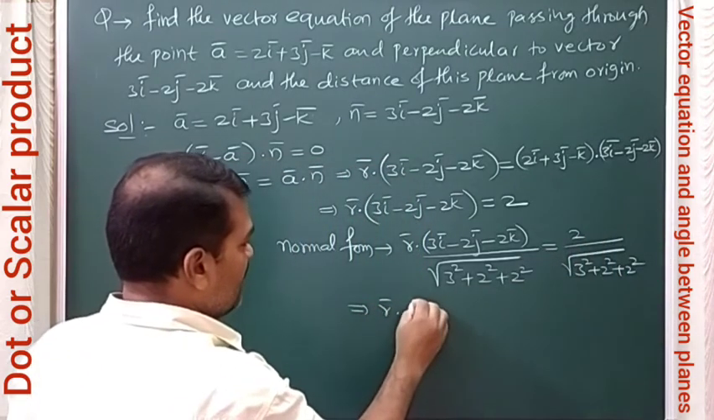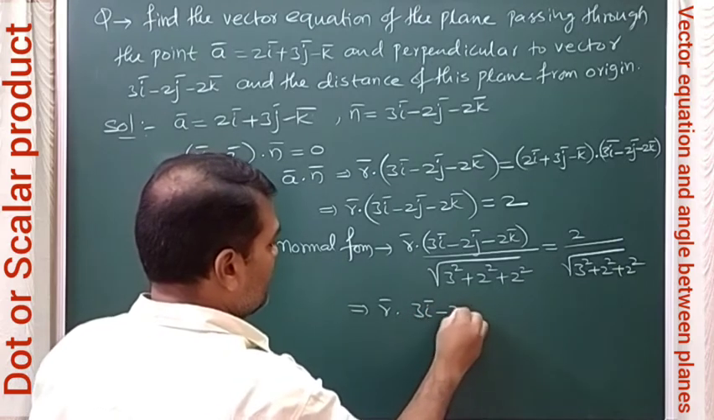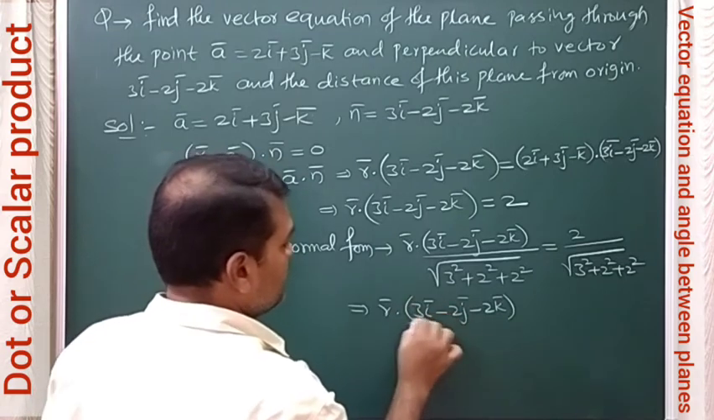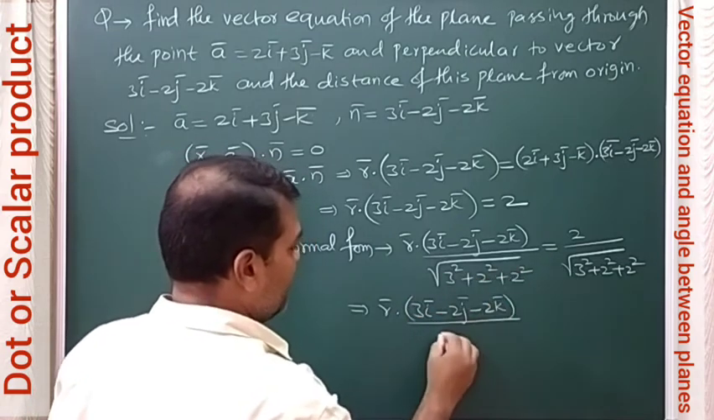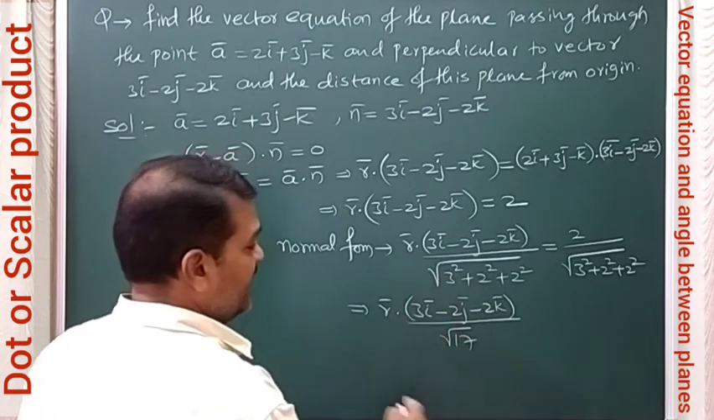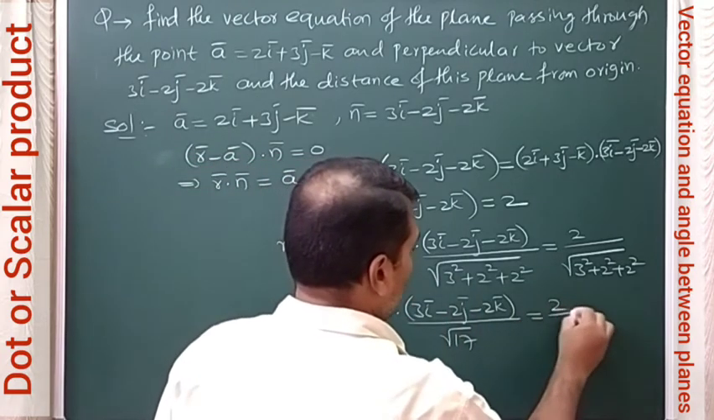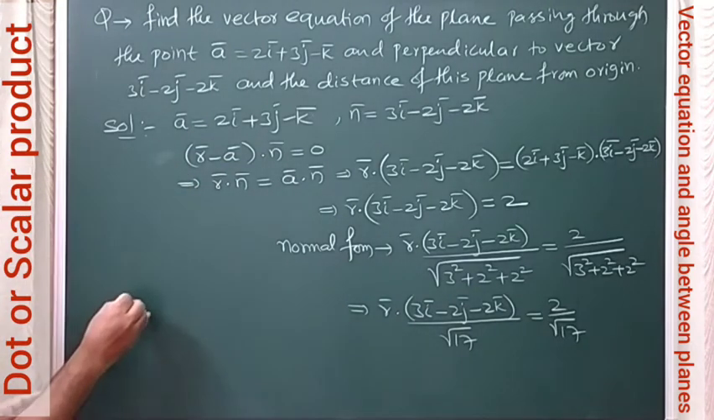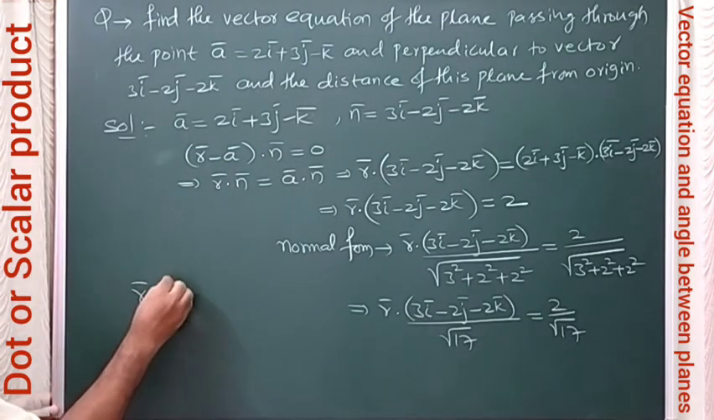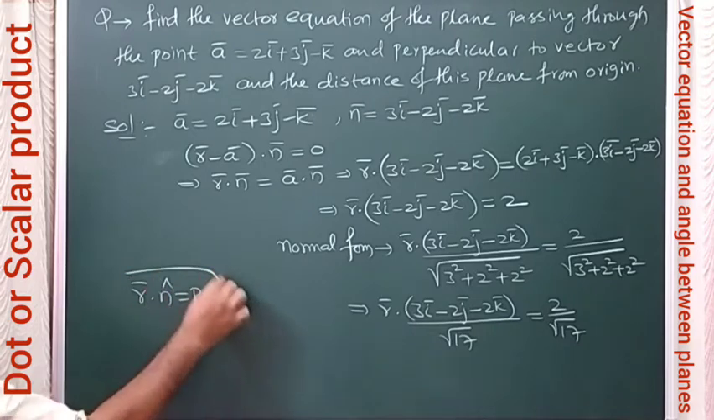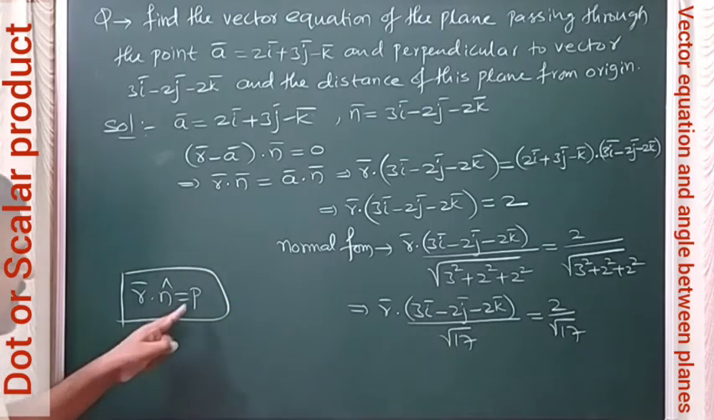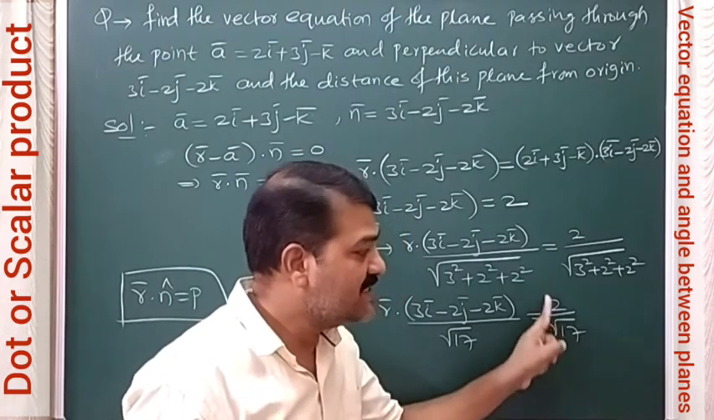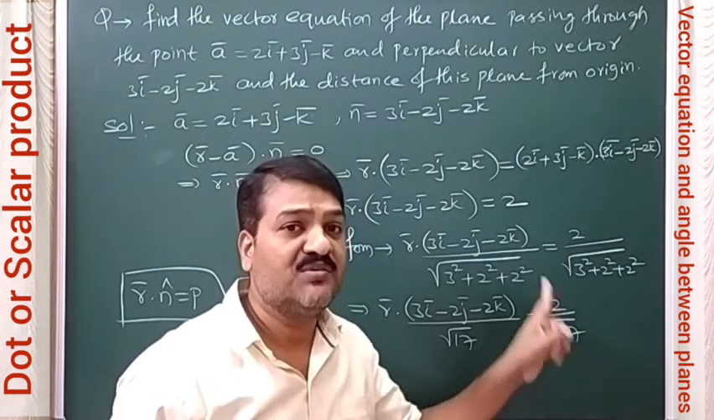So r bar dot (3i bar minus 2j bar minus 2k bar) by, when you simplify, you will get root 17 is equal to 2 by root 17. This is normal form. That means it is r bar dot n cap is equal to p, this form. And whatever you have in the right side, RHS, this indicates the perpendicular distance from origin to the plane.